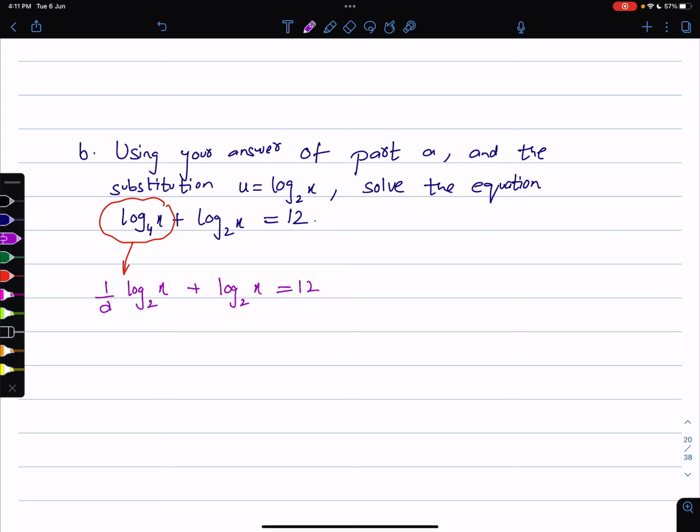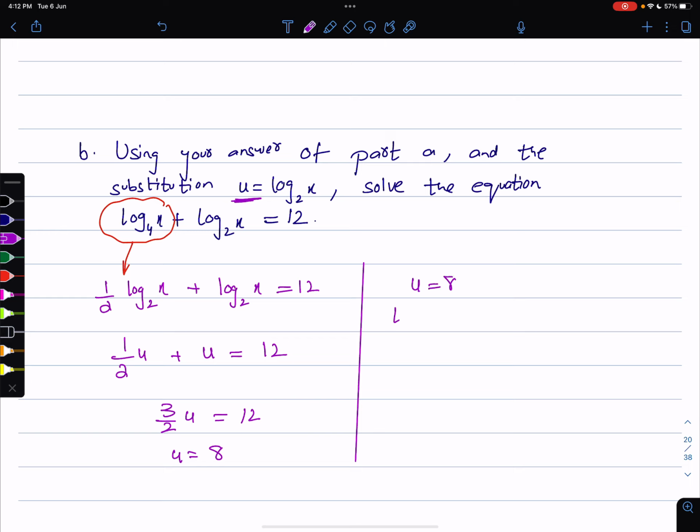And then the question says substitute u as log to the base 2 of x. So this simplifies down to half u plus u equals 12, which is 3 upon 2 u equals 12, which gives us u as 12 times 2, 24 upon 3, that is 8. So if u is 8, then that means log to the base 2 of x equals 8. So to find the value of x, we can convert this into the exponential form, which is 2 to the power of 8, that is 256.